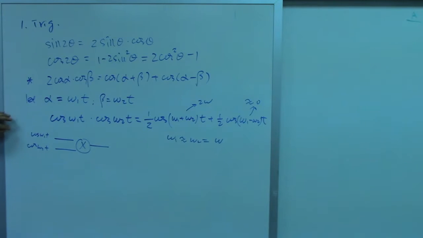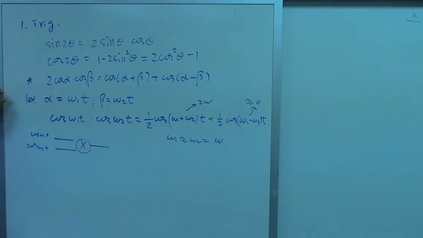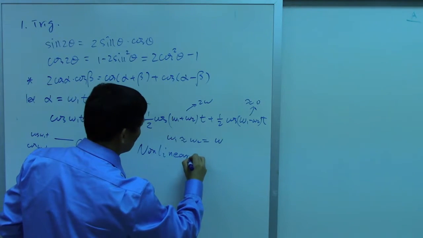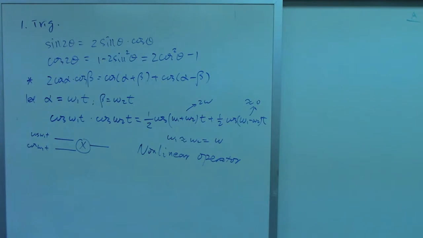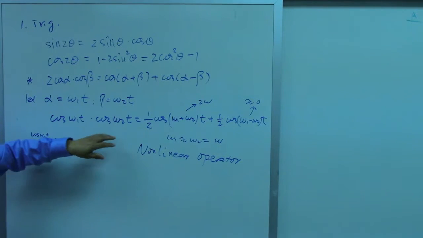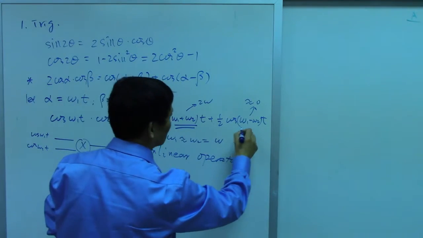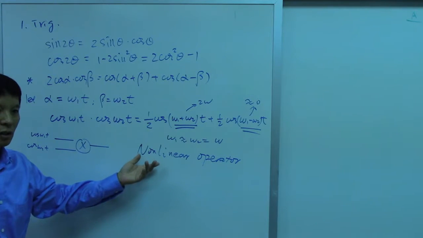Now look at this operator, multiplication. And we state that this operation, this multiplier, is a nonlinear operator. The reason is we have a new frequency generated. At the input we have frequency omega 1 and we have frequency omega 2. And at the output we have a new frequency and we have another new frequency. Because new frequencies are generated, this is nonlinear.